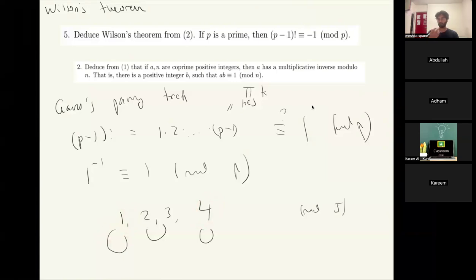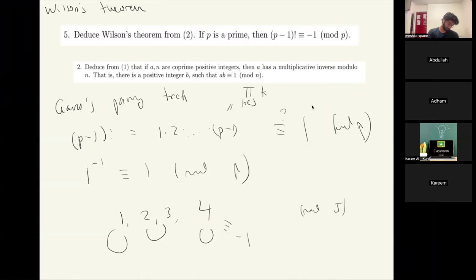Does anyone have a conjecture? Maybe I'll ask, why did 4 get paired with itself? The reason is that 4 is actually -1 mod 5, and you'll see -1 is its own multiplicative inverse. So the conjecture, or we can check it, is that 1 and -1 are their own multiplicative inverses, and everything else is different from its multiplicative inverse.